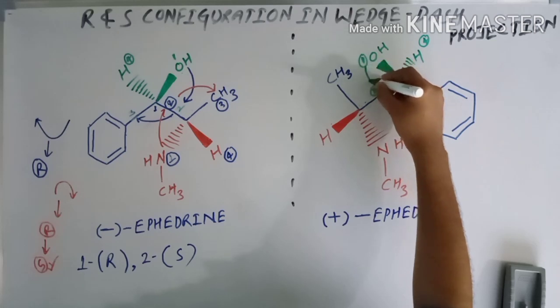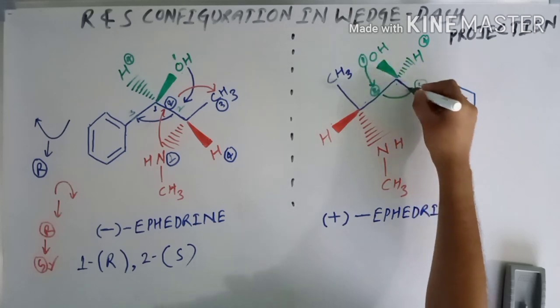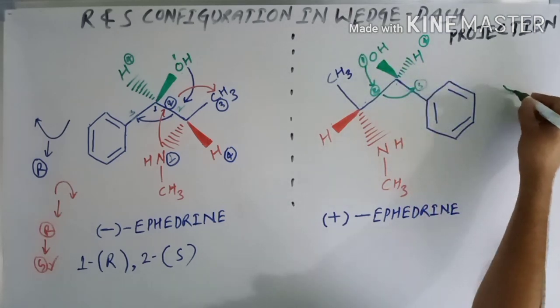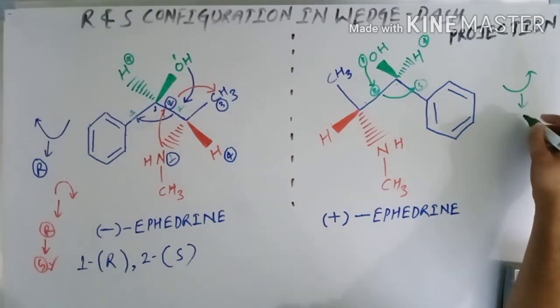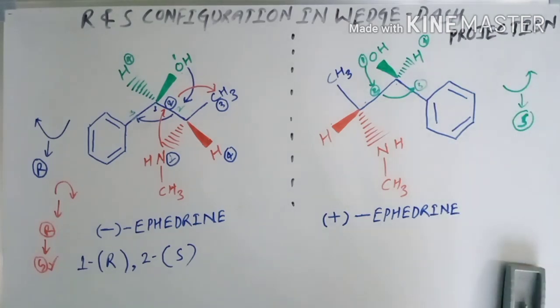So again we connect 1 to 2 and 2 to 3. Arrows move in this fashion. So this is what? This is your anti-clockwise direction. So the configuration of that chiral carbon may be S. Maybe S. It's not final yet. Now we have to look at the fourth position, lowest priority group.